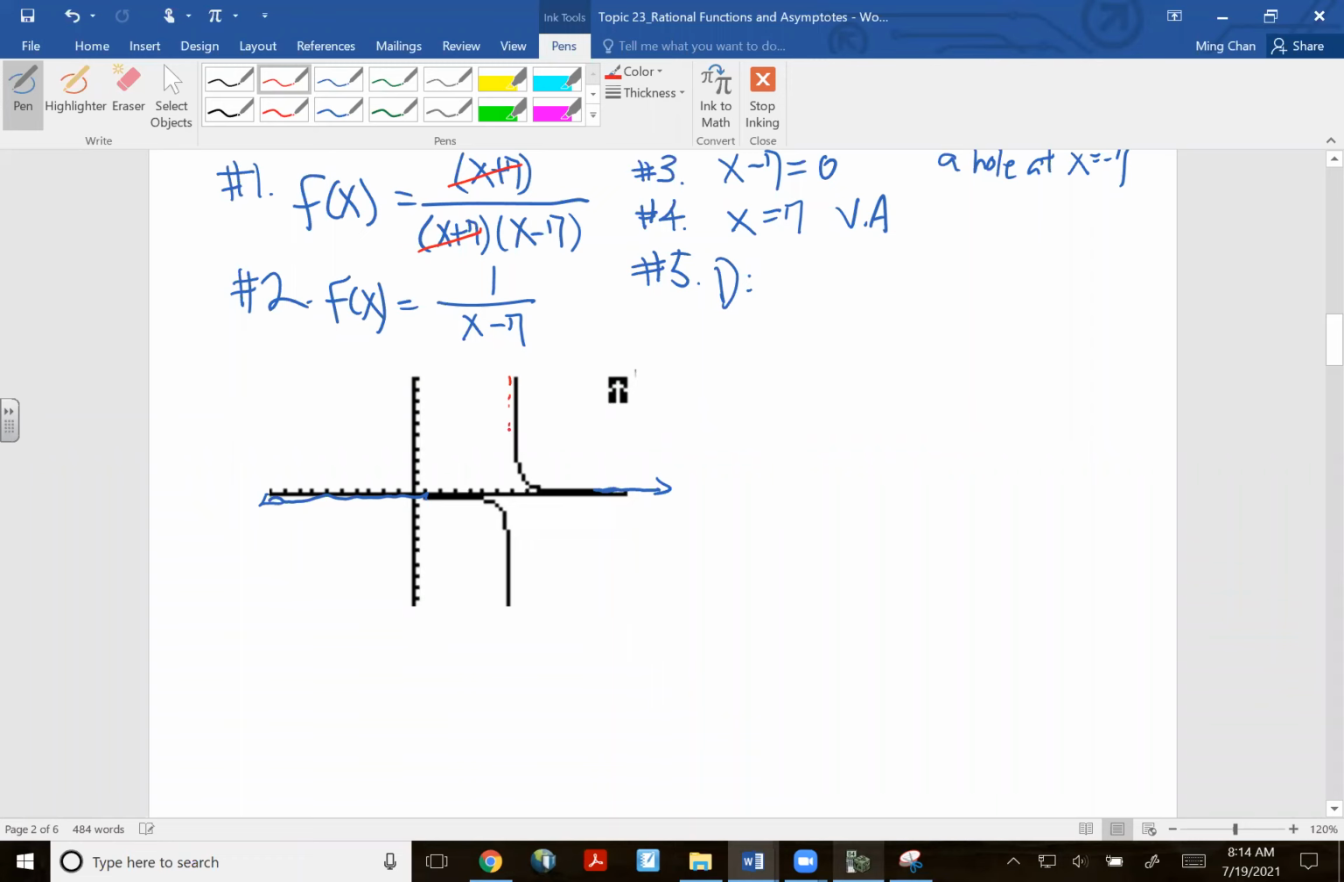The graph does not touch the restriction or the vertical asymptote. You can never touch it. So there's actually a vertical line right here, x equal to 7. That's your vertical asymptote. So as the function keeps on going to the left, 1, 2, 3, 4, 5, 6, 7, there's actually a hole right here.